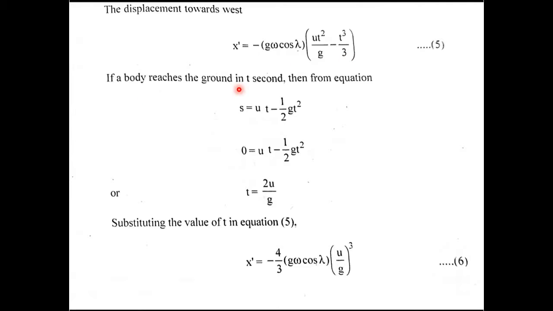If a body reaches the ground in t seconds, then from the equation s = ut - half g t square, we get t = 2u by g. Substituting the value of t in the above equation 5, we get x' = -4/3 omega cos lambda (u cube by g square).